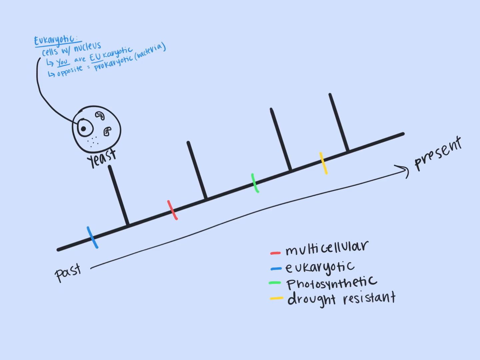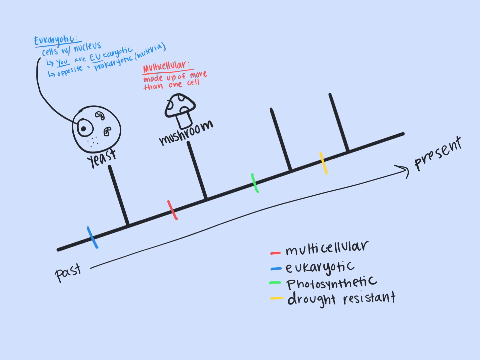Okay, next up we have eukaryotic and multicellular. So multicellular, you guys know, just means more than one cell. So what should we draw for multicellular? All right, I added a mushroom. It is also a fungus like the yeast, but it is multicellular. It's made up of more than one cell.